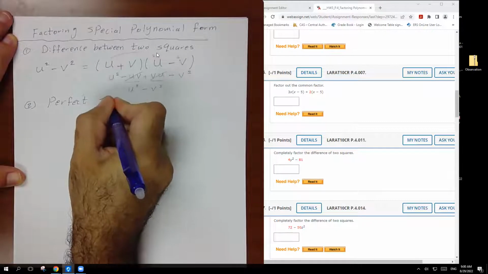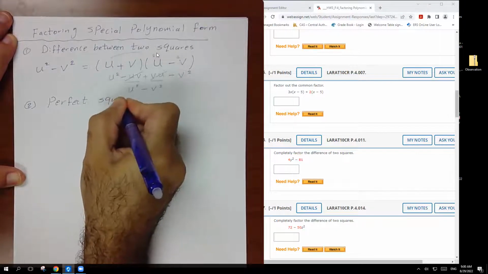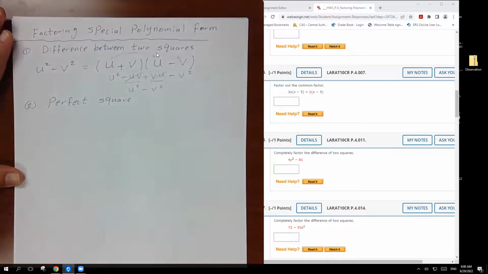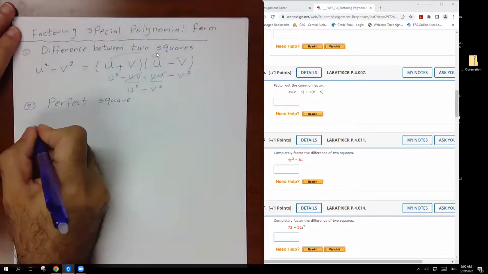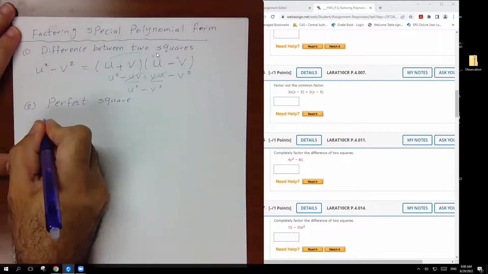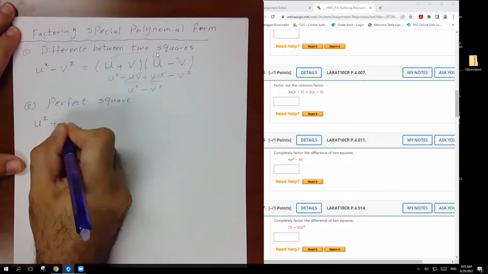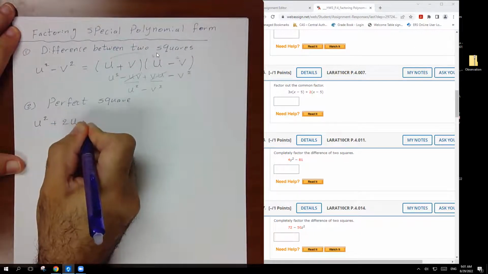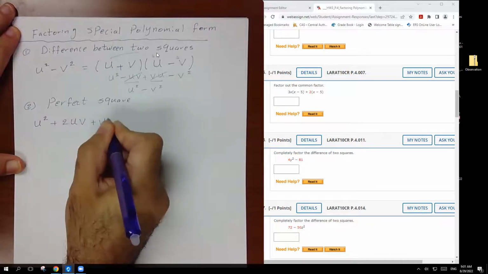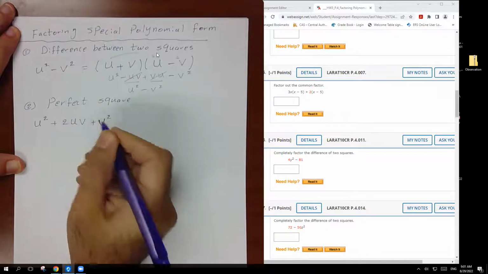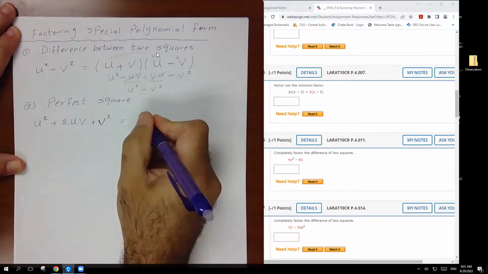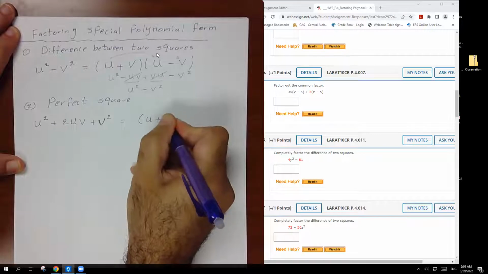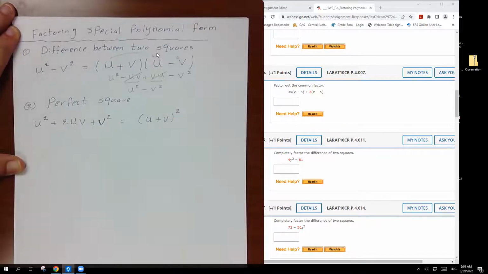Square. Because they're going to ask you, use the perfect square. If you have exactly the same thing, u squared, this is as a rule, plus 2uv plus v squared. If you have exactly the same rule, the solution is going to be, I'm going to say, u plus v squared. This one is going to be the solution.